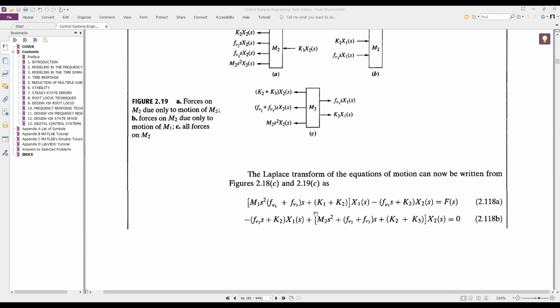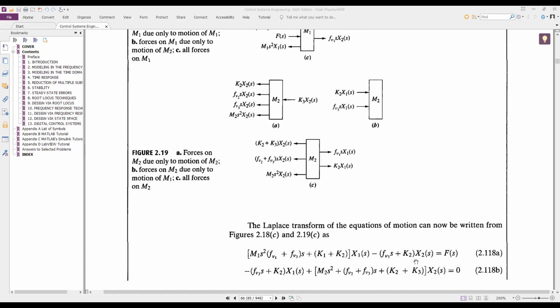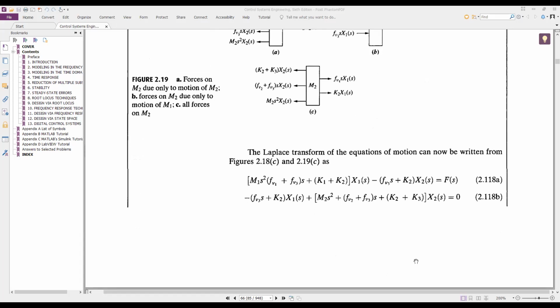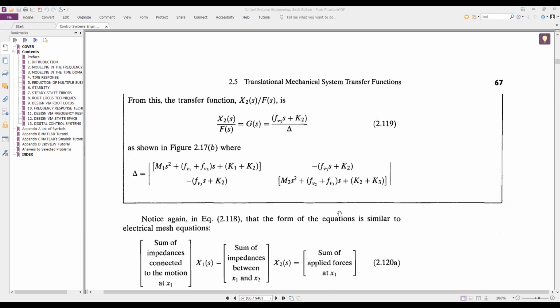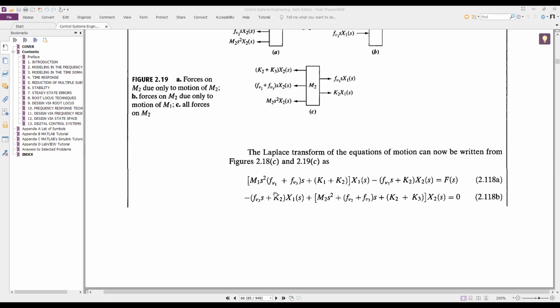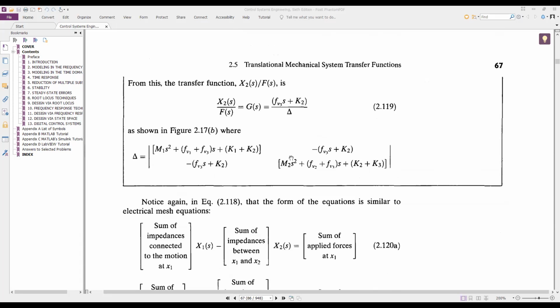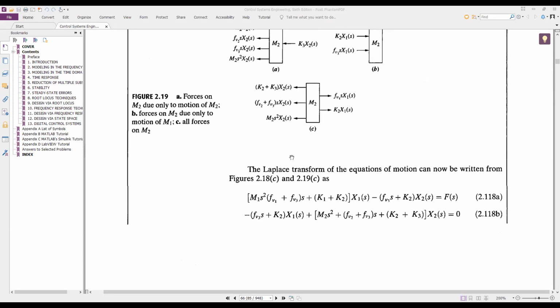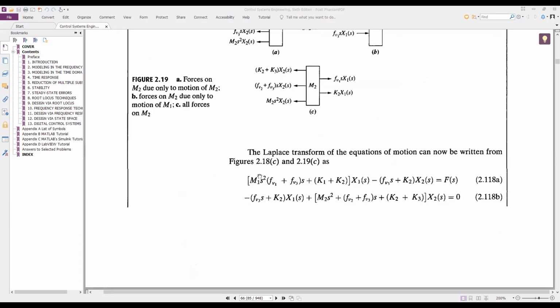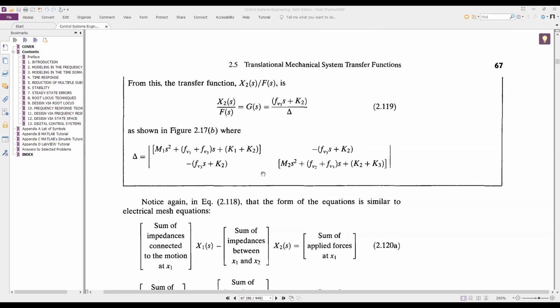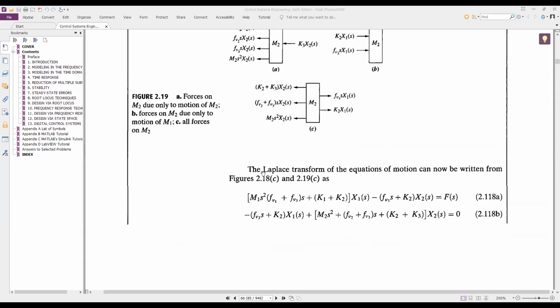Now look at the Laplace transform. Just put these equations. Two equations are there. From these two equations, you have to find out x2 by f easily by applying the Cramer rule. See, the equation is x2 by fs.